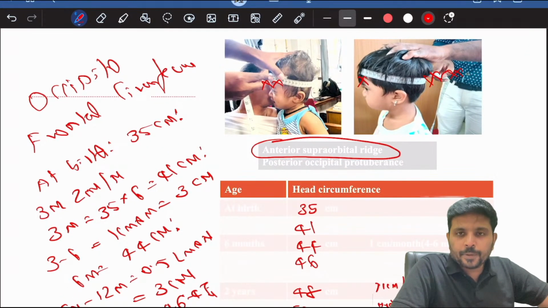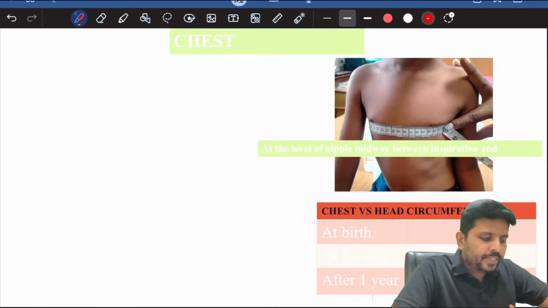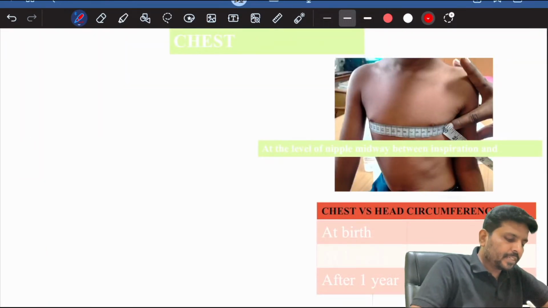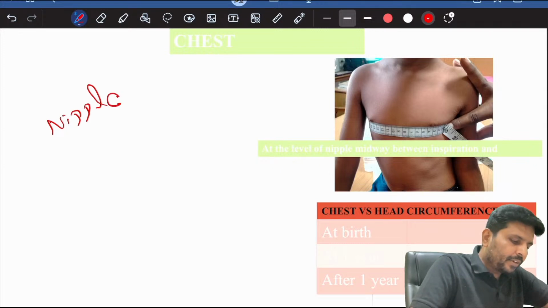This is called occipitofrontal circumference. Then comes the chest circumference. Chest circumference should be at the level of the nipple, midway between inspiration and expiration.